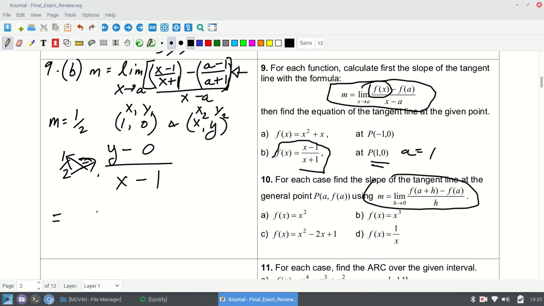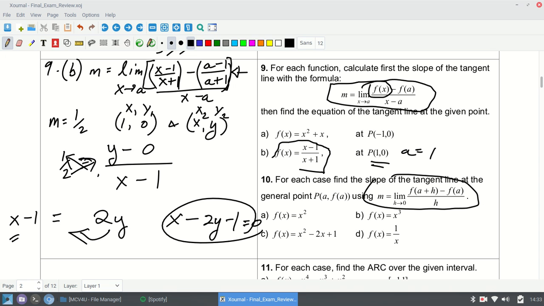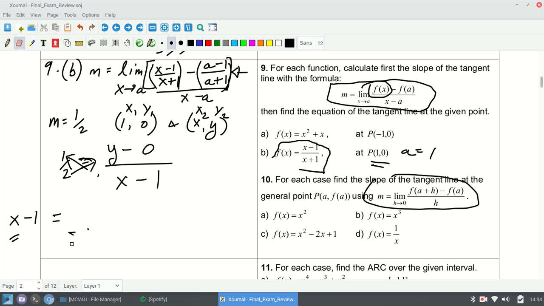Okay, and I multiply, and I get 2y, that's y minus 0 is y. So 2y equals x minus 1. The x already has a positive coefficient, so I just bring that over to the other side, and I get x minus 2y minus 1 equals 0. And that's my equation. Done and done. Not too shabby, right? And you're all happy? Yes? No? Maybe so? But yeah, that's how you do these equations of the tangents.